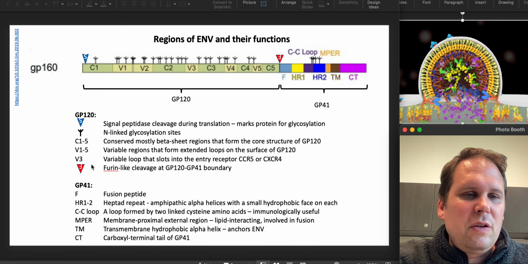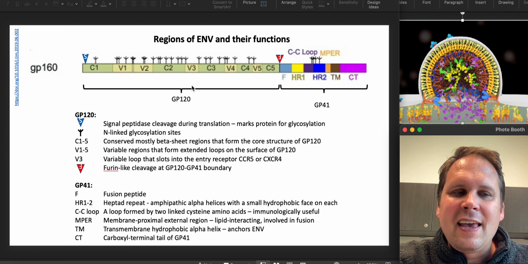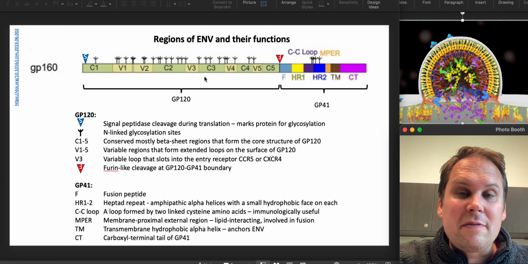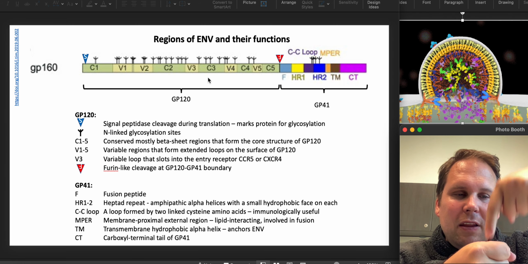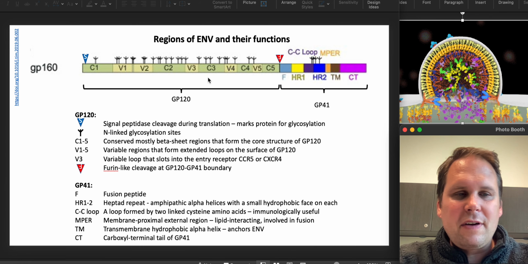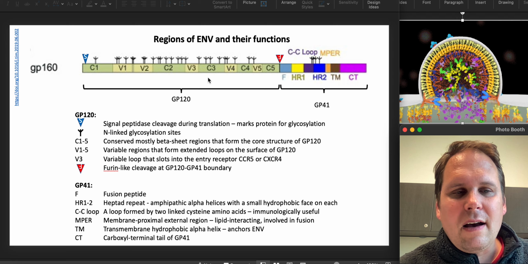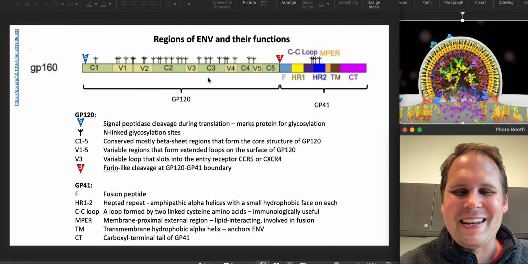But the variable loop 3 is a little bit special. There are parts of it that are super variable, but there are also parts of it that have to be pretty much intact. And they're going to play a very important function in entry. This is a part of the GP120 that's actually going to reach into another protein, and it's going to kind of poke a little button down at the bottom of that protein. So this is going to interact directly with a protein called CCR5, and we will get to that in so much detail in just a minute.